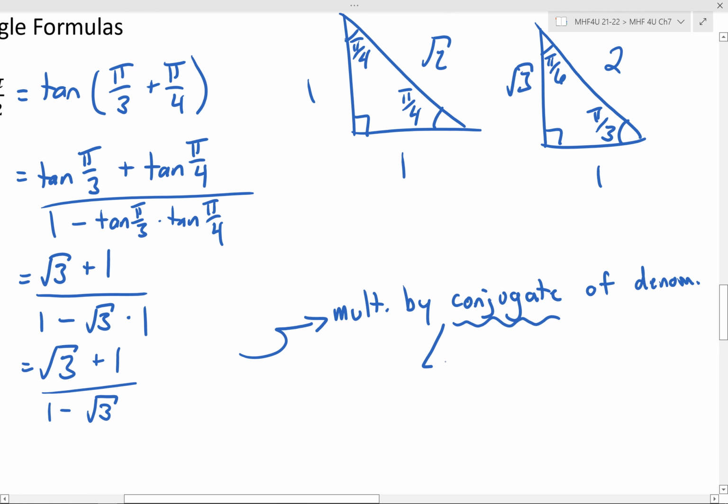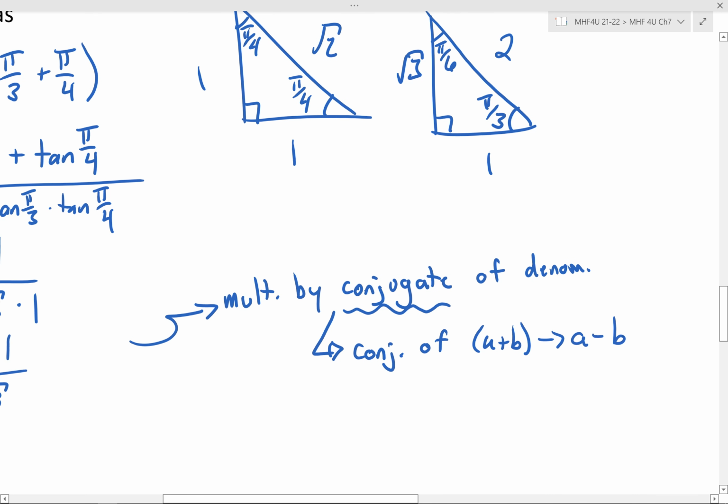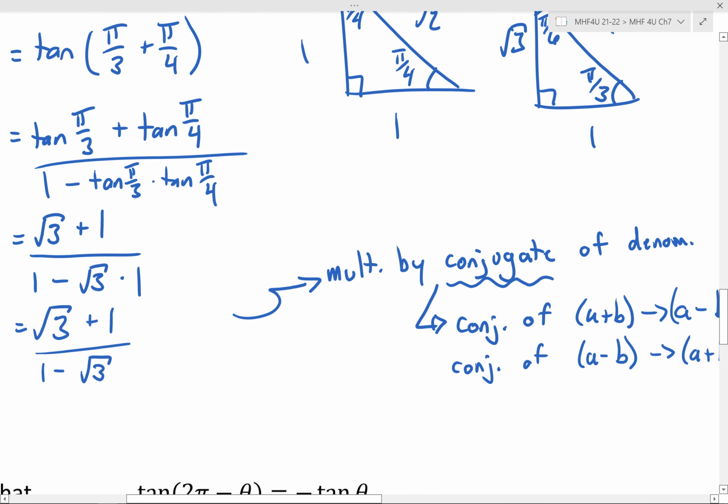Now, if we're working with the conjugate, well, the conjugate of a plus b is a minus b. All right, the conjugate of a minus b is a plus b. So if you're working with the conjugate, then you can take the absolute value of both terms and you take the second term and change the sign. If it was negative, it becomes positive. If it was positive, it becomes negative.